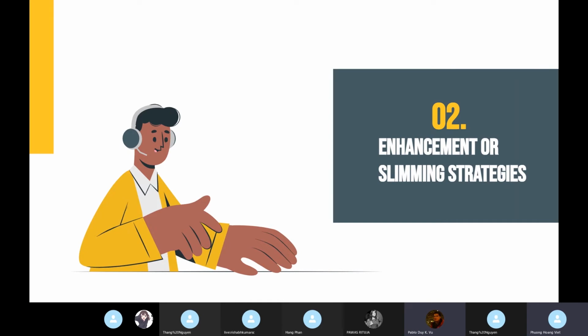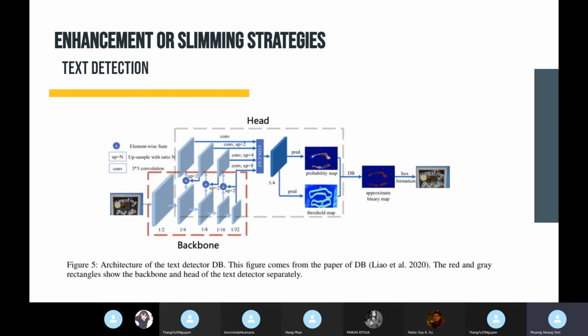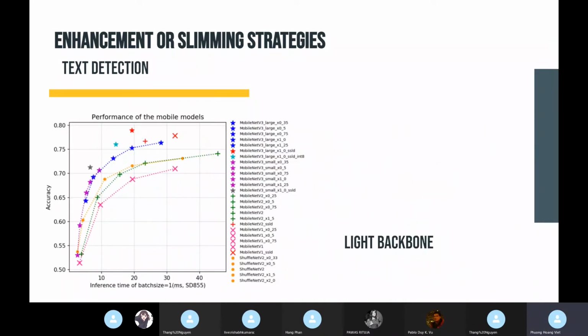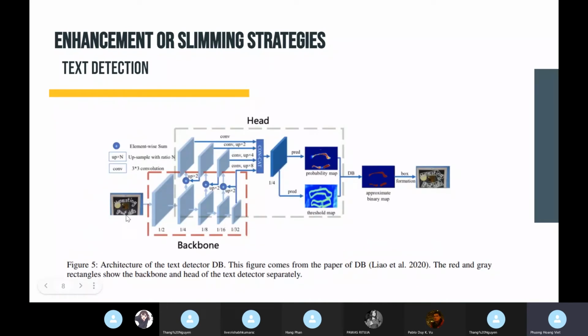Now we will go to some enhancement and slimming strategies. For the detection, in PP-OCR, we use differentiable binarization, or DB, as the text detector. And it is based on a simple segmentation network. The first thing I want to talk about is the light backbone. As you can see in the text detector, we have the backbone and the head.